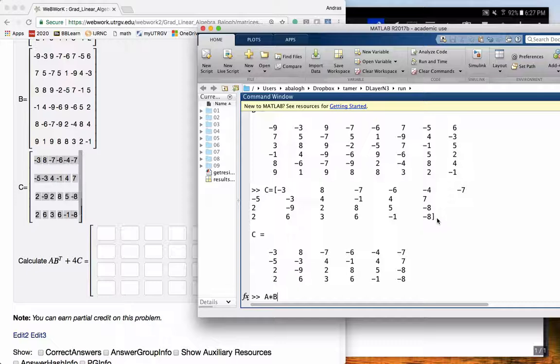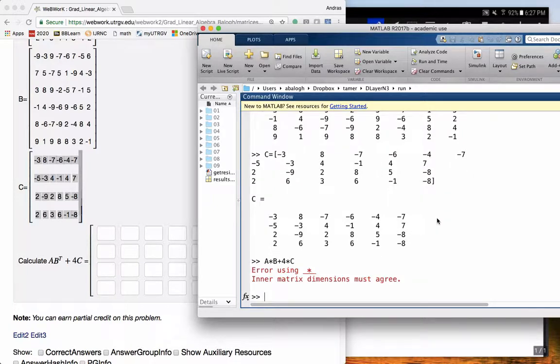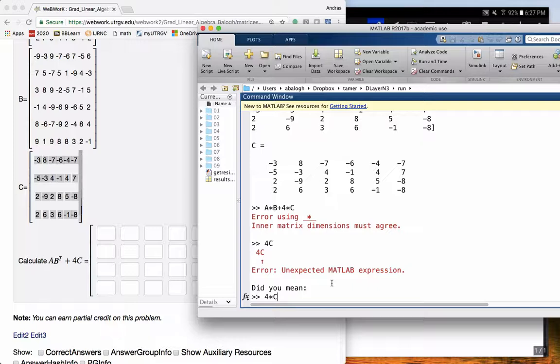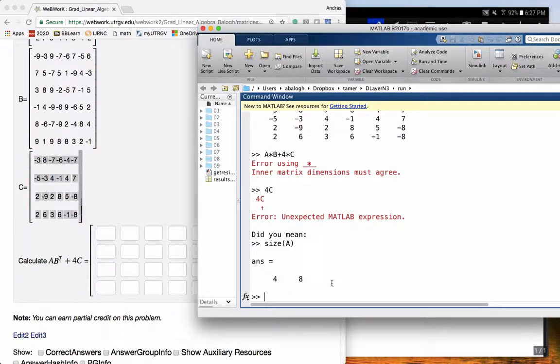If you try A times B plus 4C, well, there are several things here. So 4 times C. It mentions that inner matrix dimensions must agree. Also, if you try 4C, that doesn't work. It even tells you, did you mean 4 times C? So you do have to write out the multiplication sign. And so the problem is, of course, the size of the matrix, and you can check this with the size command, size parenthesis A, 4 by 8, and the size of B.